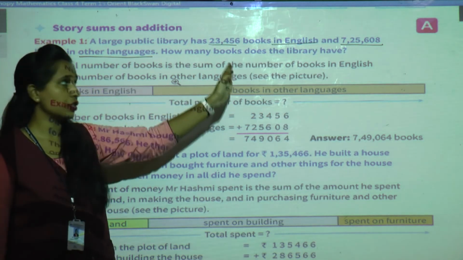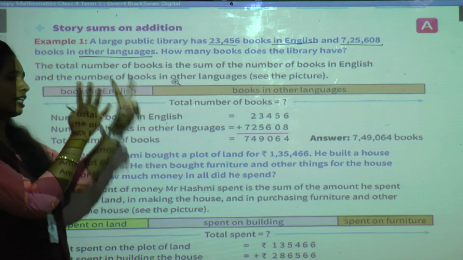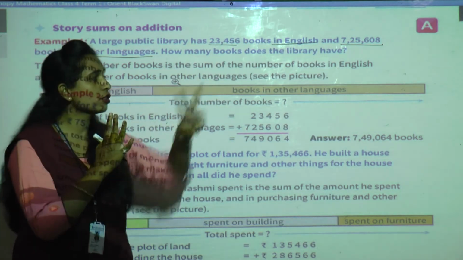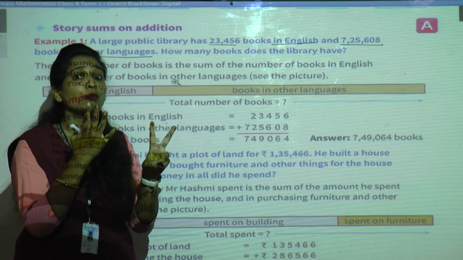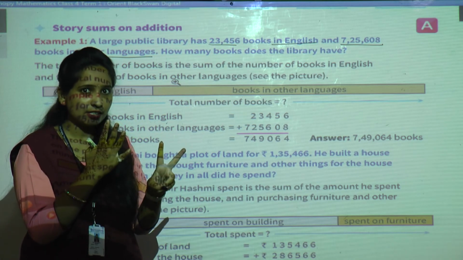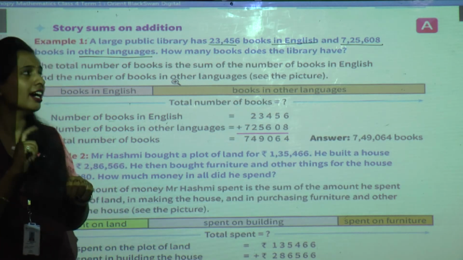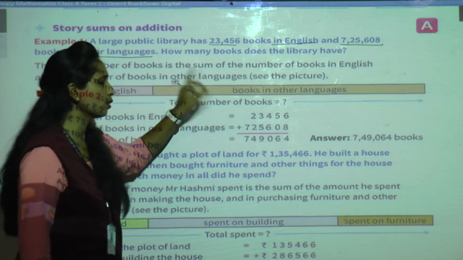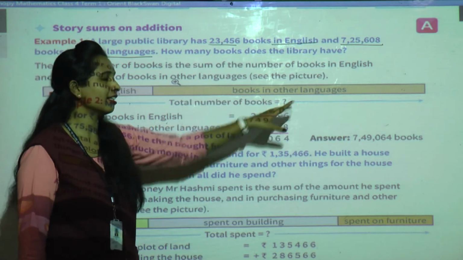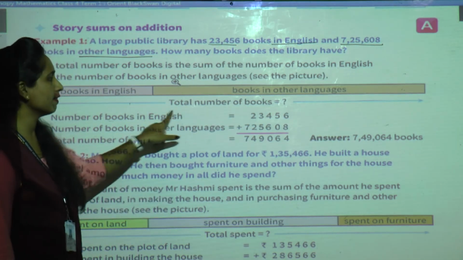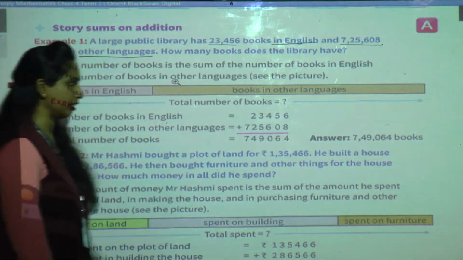So just imagine, for example, 2 books are in English and 4 books are in other language. So how many books does the library have? Automatically you are saying 6. What did you do to get the answer? Yes, you have done the addition. So in the same way here also we have to do the addition. Books in English and books in other language together give the total number of books which we have to find out in this question.